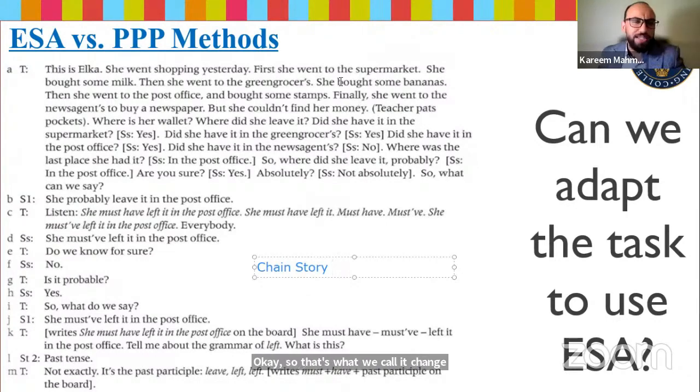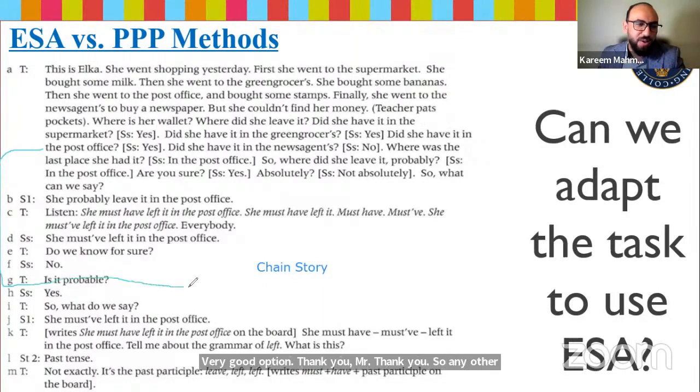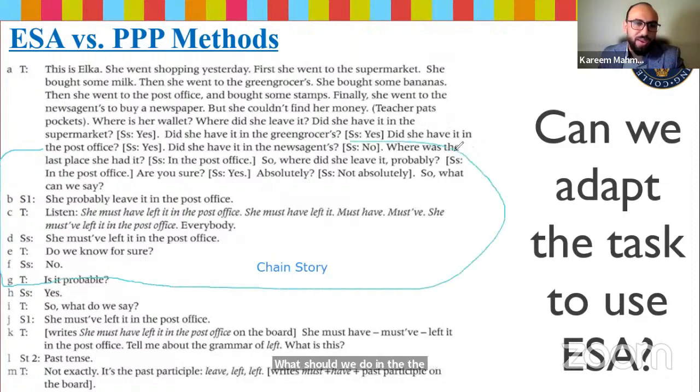So, any other idea? What should we do in the second part? This one. So here, let's say from here to here. What can we do? Any idea?